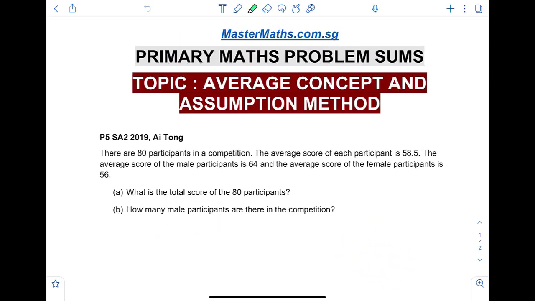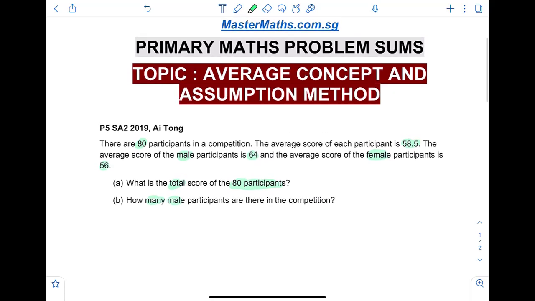There are 80 participants in a competition. The average score of each participant is 58.5. The average score of the male participants is 64, and the average score of the female participants is 56. Part A: what is the total score of the participants? Part B: how many male participants are there in this competition?